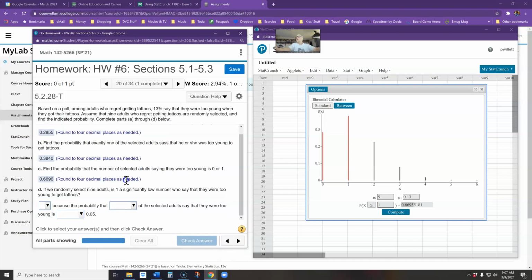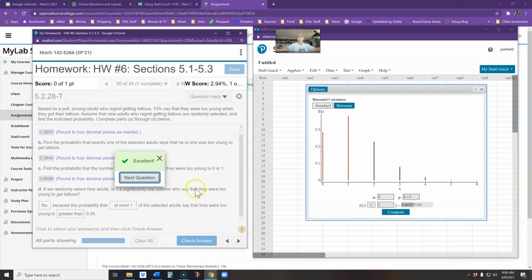And then the last part is if we randomly select 9 adults, is 1 a significantly low number who say that they were too young to get tattoos? So we have to remember what significantly low or high is. That's typically 5%. So I would say, is that significantly low? No, because one or less is over 60%. So I would say no. The probability of getting at most one, meaning 0 or 1 of selected adults saying they were too young, is greater than 5%.